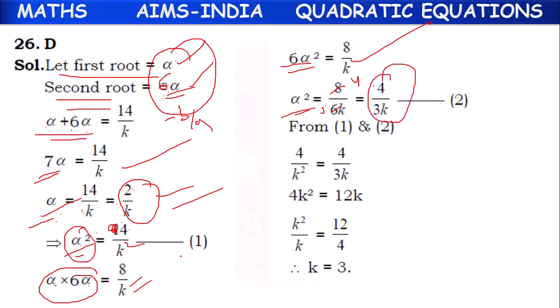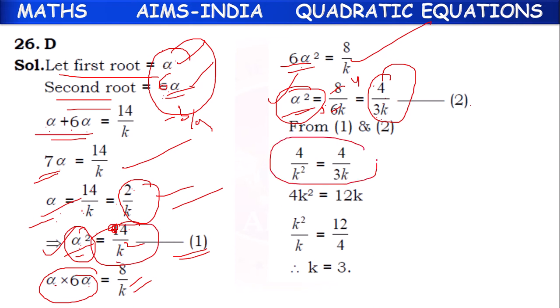But according to first equation, alpha square equal to 4 by k square. According to second equation, alpha square equal to 4 by 3k. In both equations, LHS is alpha square, alpha square. So RHS values also will become equal. 4 by k square equal to 4 by 3k.